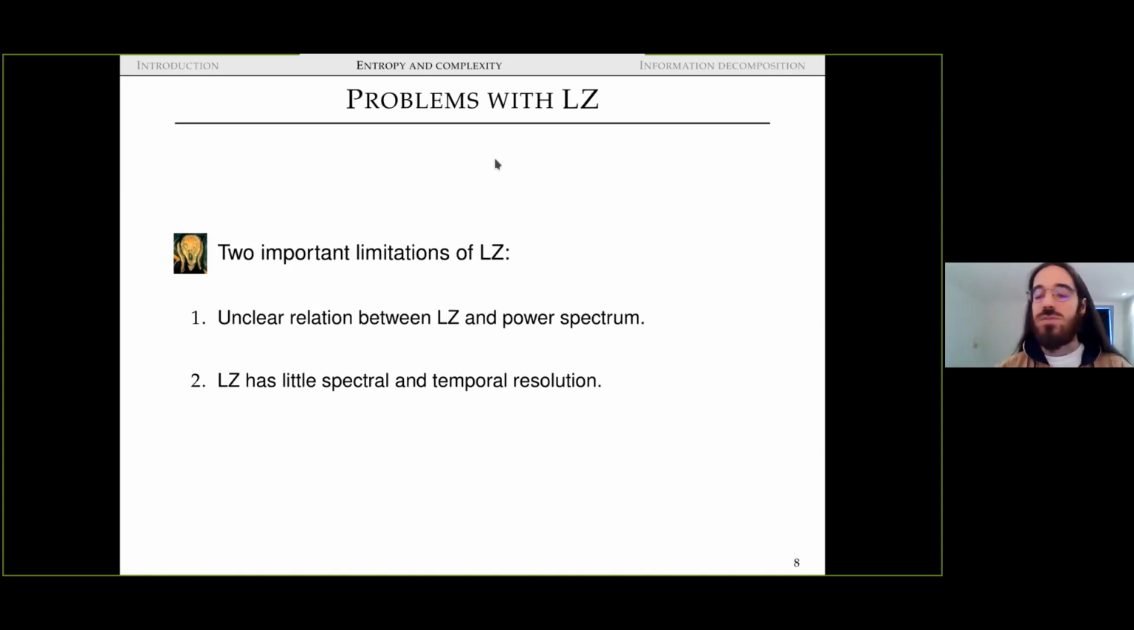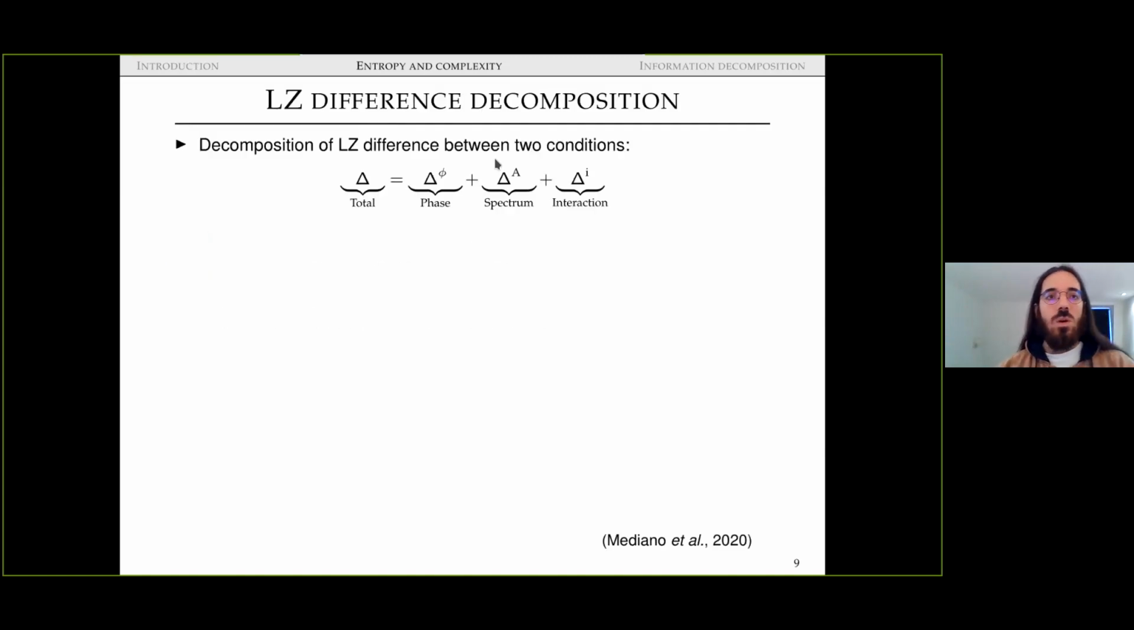I'm going to very briefly mention a couple of methods that we have devised to overcome these limitations. One of them, which we have in the archive at the moment, is a decomposition of the impulsive difference between two conditions. If you have two data sets and you take the difference in this quantity, or actually any nonlinear function for that matter, by doing some phase randomizations and phase swappings between the signals and their power spectra, we can decompose this total difference into three different terms. One is due to the phase, in the Fourier sense of the word. Then there are differences due to the power spectrum, and differences due to the interaction between the phase and spectrum in both conditions.